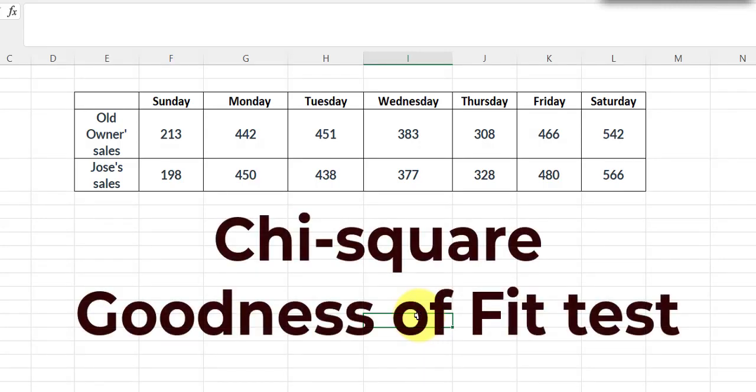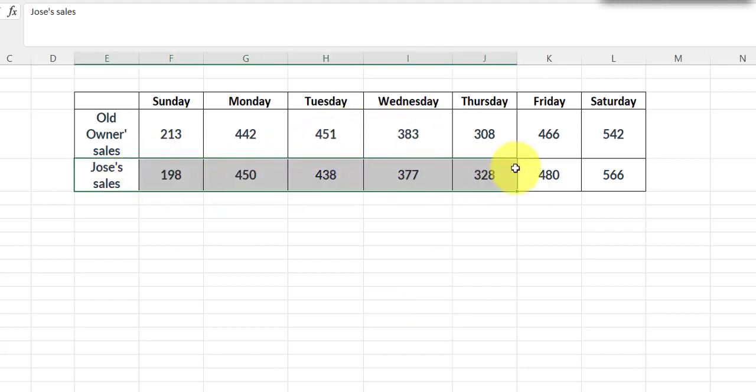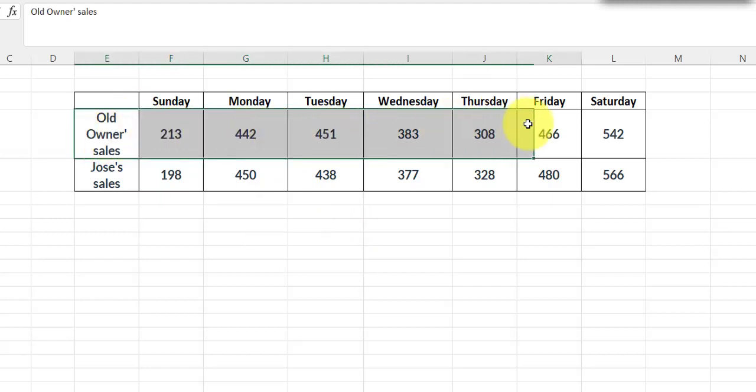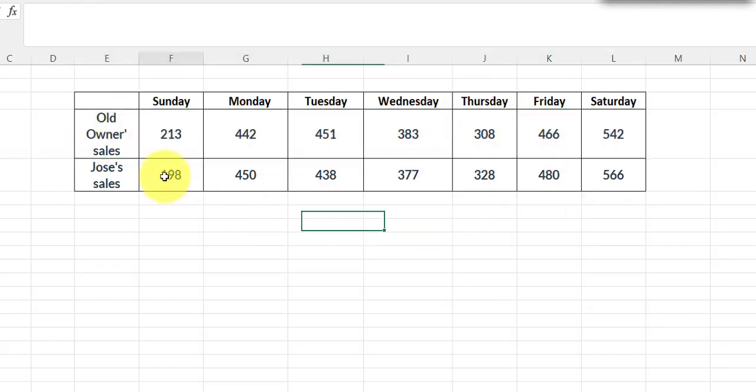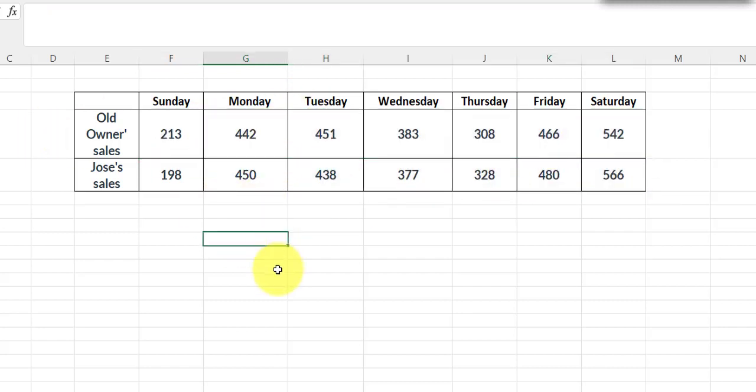Okay, this is going to be a chi-squared goodness of fit test. We're going to see if Jose's sales match what the previous owner said his sales were, right? So again, we're going to check this data to see if it fits that data. And by fitting, that just means how close it is. It's got to be relatively close. So we're going to do it mathematically.